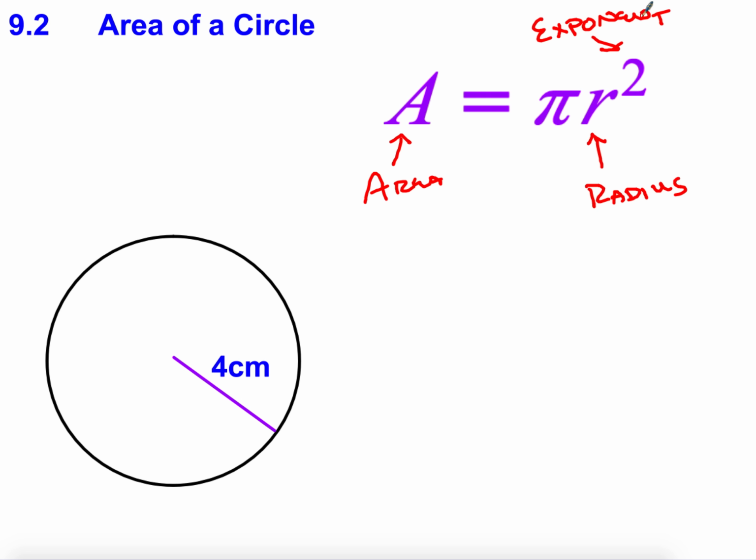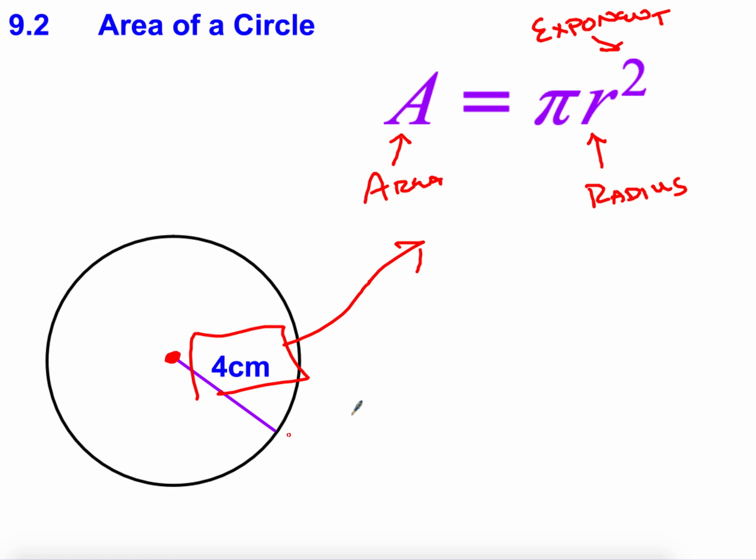With a circle, you have to have the radius. You cannot use the diameter. If you're given the diameter, you must figure out what the radius is first and plug that into your formula. So let's look at this one. Here I have a circle, and the circle has a radius of 4 centimeters. I need to take this radius and plug it into my formula. The cool thing is I'm already given the radius. I'm not given the diameter, so I don't have to worry about anything.